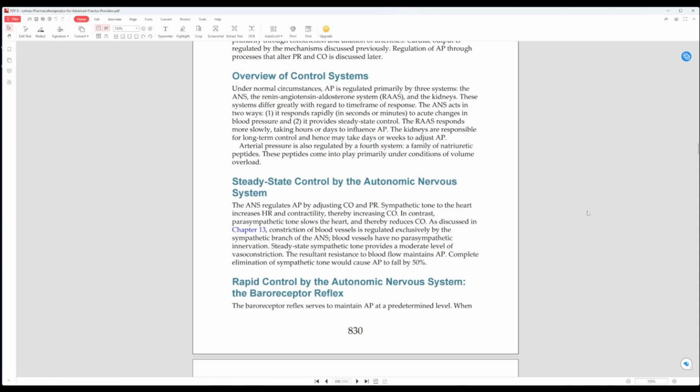Arterial pressure is also regulated by a fourth system, a family of natriuretic peptides. These peptides come into play primarily under the conditions of volume overload.